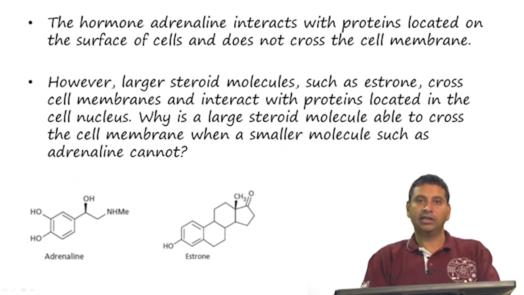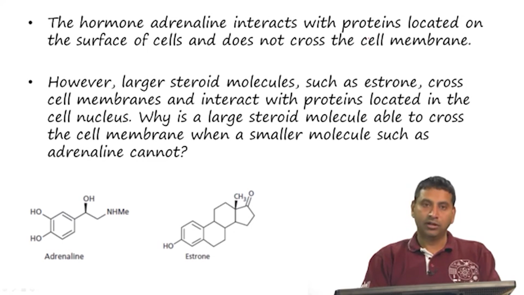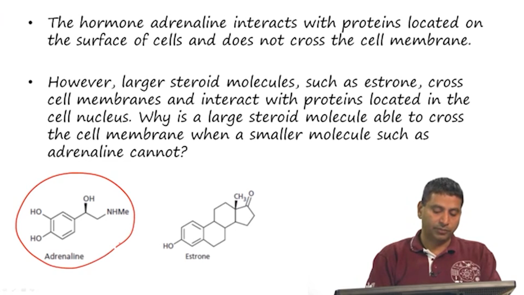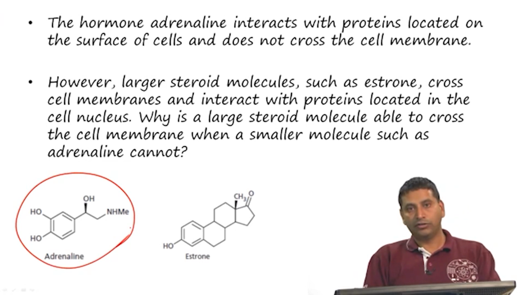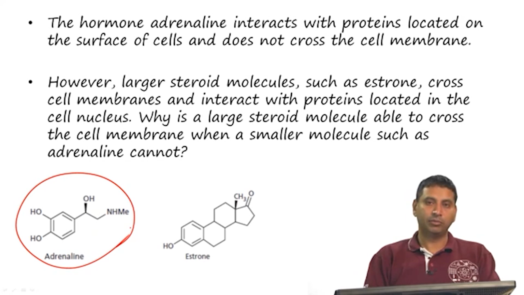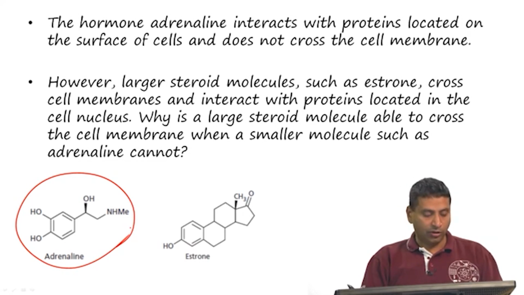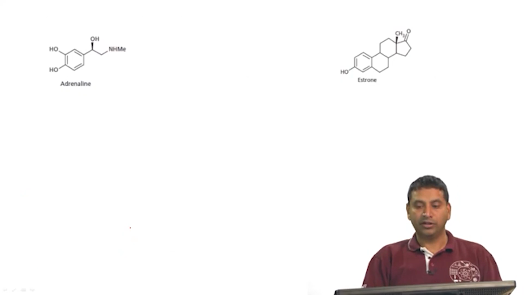The hormone adrenaline interacts with proteins located on the surface of the cell and does not cross the membrane. So, the adrenaline structure is shown here. However, larger steroid molecules such as estrone cross the cell membrane and interact with the proteins located inside the cell nucleus. Why is a large steroid molecule able to cross the cell membrane when a smaller molecule such as adrenaline cannot? So, in order to address this question, let us look at the structures of these molecules once again.